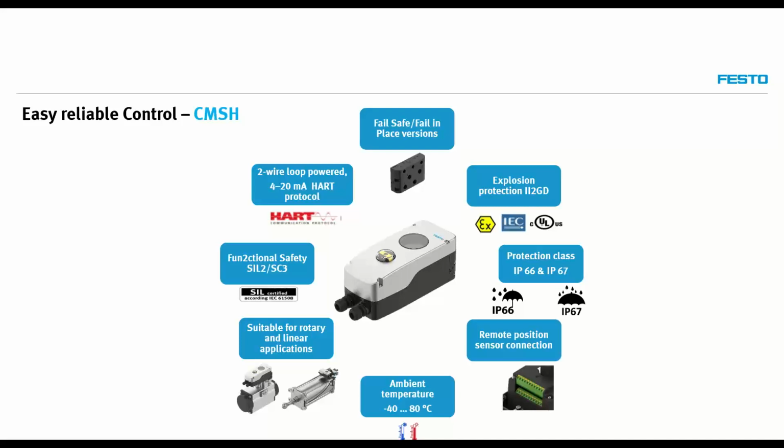For the operation and environment conditions, it's explosion protected and can reach up to functional safety level 2 in redundant solutions or designs. The smart positioner has IP66, IP67 protection class. And for the ambient temperature, it can handle from -40 degrees up to 80 degrees Celsius, which makes it suitable in harsh environment conditions.